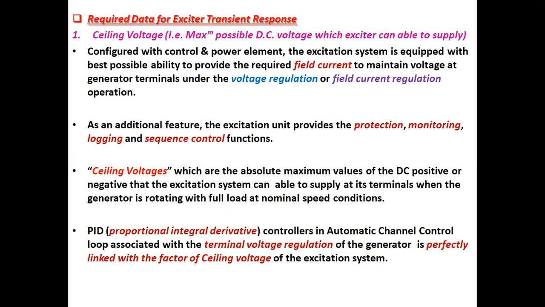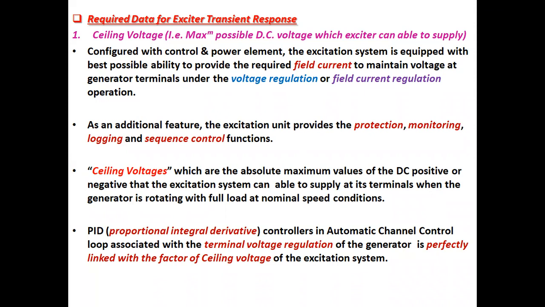Required data for exciter transient response. 1. Ceiling voltage, that is, the maximum possible DC voltage which the exciter is able to supply.